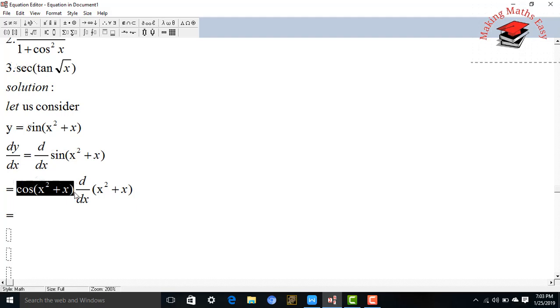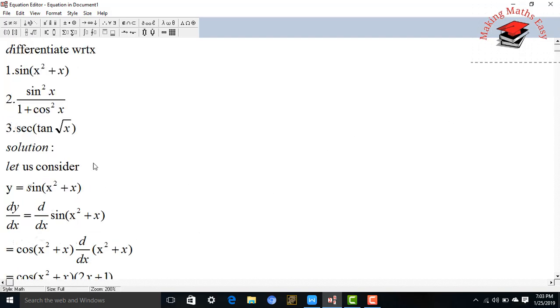So my final answer will be cos of x square plus x into the derivative of x square plus x. The derivative of x square is 2x, and the derivative of x is 1. So it will be cos of x square plus x into 2x plus 1. So this is our first answer. We have solved it, so let's move to the second sum.